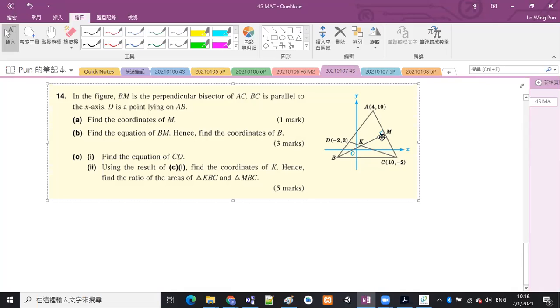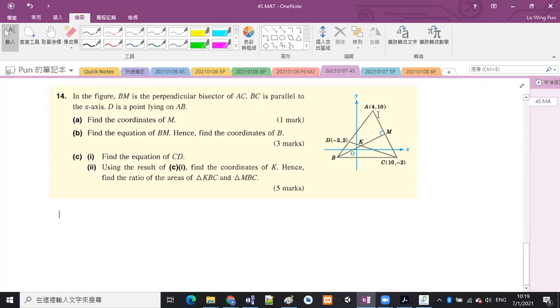Perpendicular bisector, so it is both perpendicular and bisecting. That is to say, BM is perpendicular to AC, and then M is the midpoint of AC. Okay, BC is parallel to the x-axis, so BC is horizontal. D is a point lying on AB. Okay, part A, find the coordinates of M.